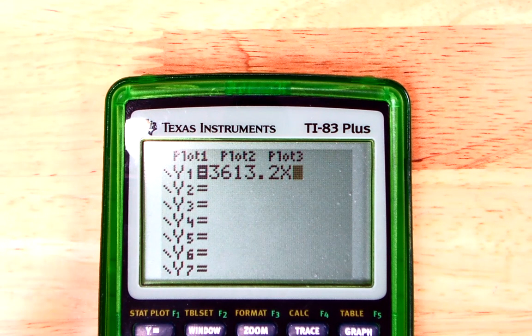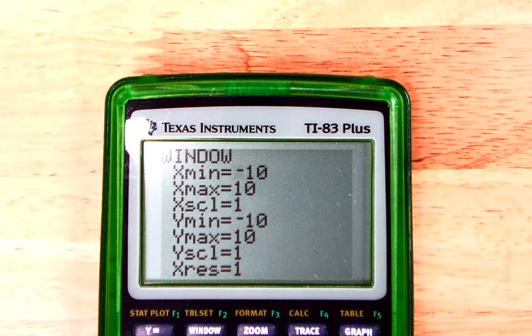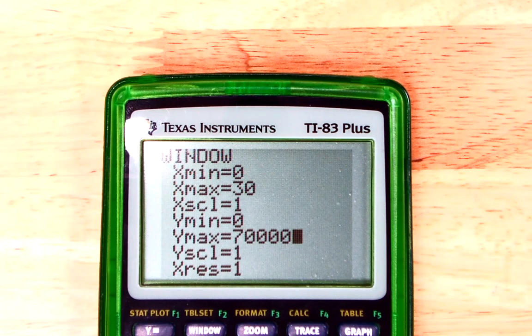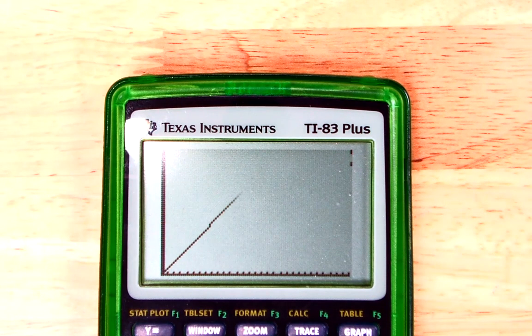So if we graph this, let's think about it. My results are going to be big. My X is not going to be terribly big. So let's set my window. My X, let's go 0 to 30 foot high. My Y, 0 to 70,000 gallons. Okay? Graph it. Linear, we're not surprised. There's no squares or anything.